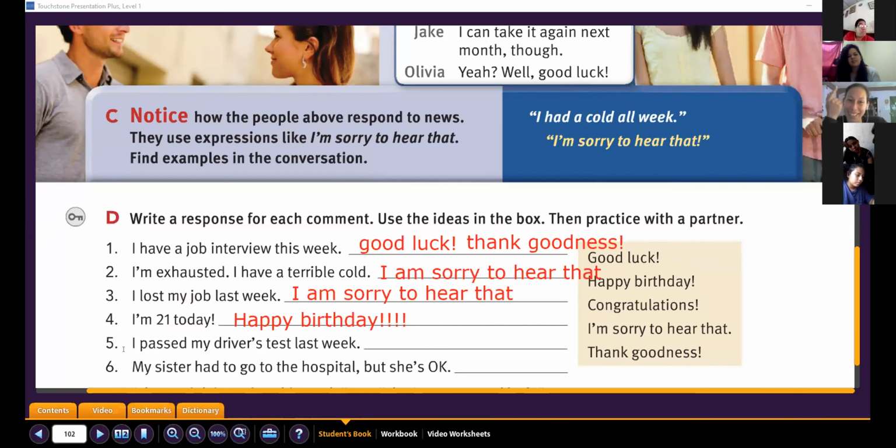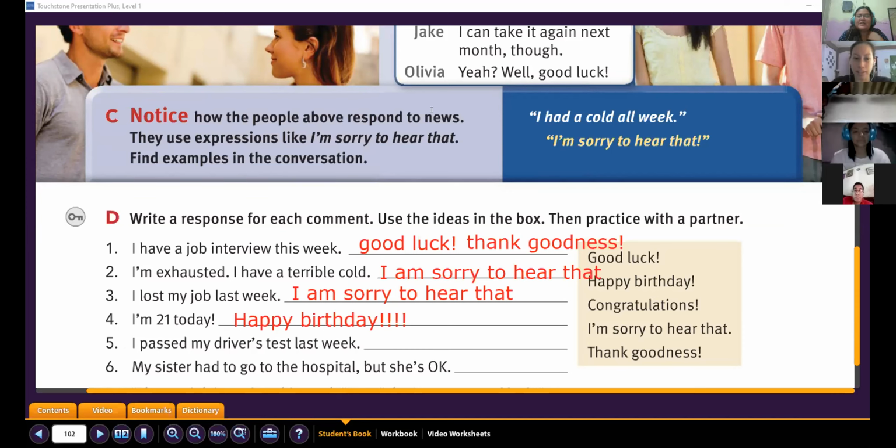Ay, se está burlando de mí. Tira la chancleta, Mercy, tírale la chancleta. Throw the chancla, yes. I passed my driver's test last week. Fíjese lo que está haciendo. That's good.